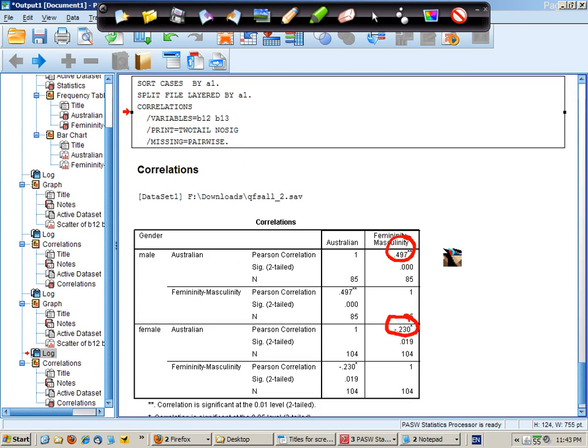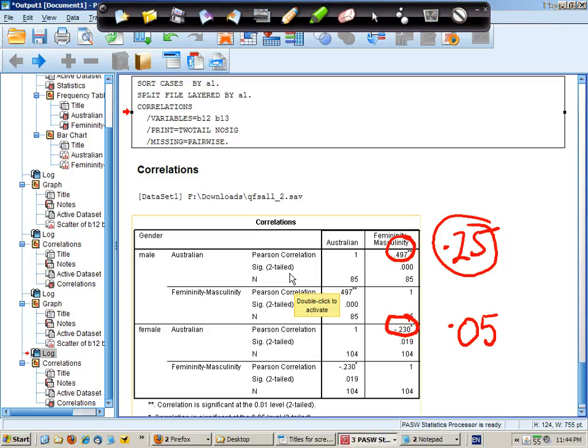If I was to square this, 0.5 squared is about 0.25, and if I square 0.23, that's going to be about 0.05. So actually there's 25% shared variance between Australianness and males, and only about 5% shared variance between Australianness and females. So this is an example of heterogeneous samples. There are two different correlations for the two underlying samples, and it's more appropriate to report both rather than average them or combine them together and have a small non-significant correlation.